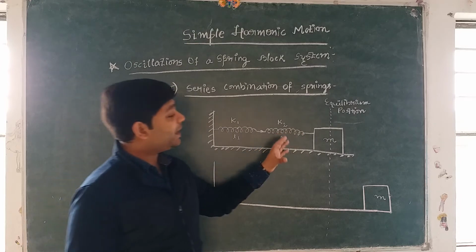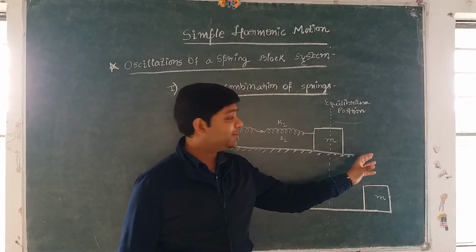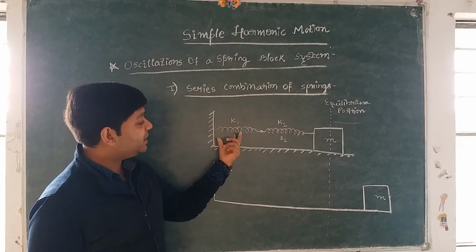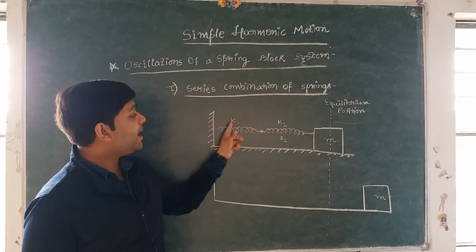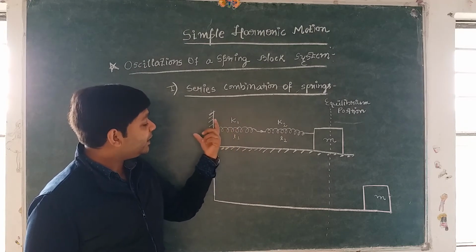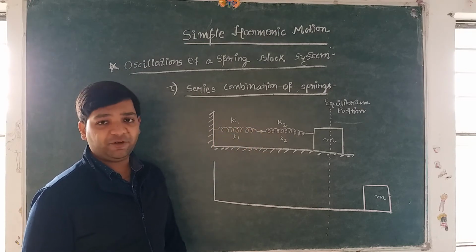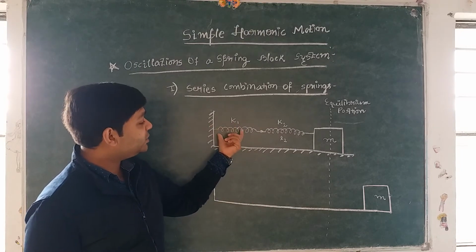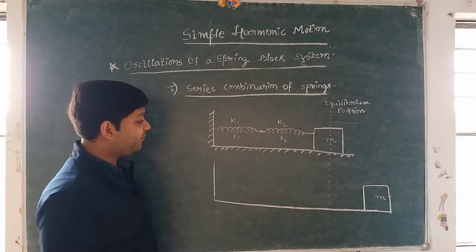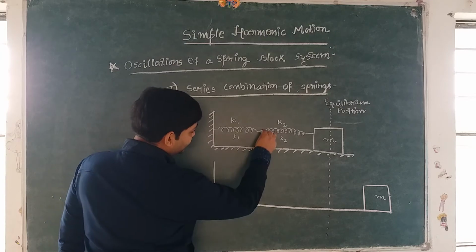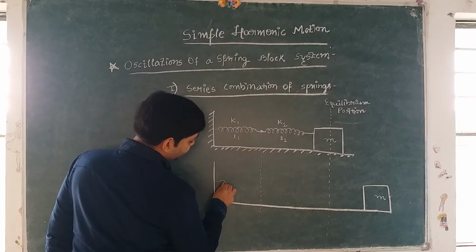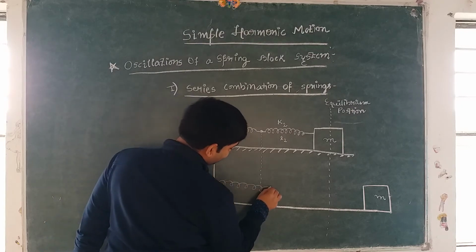Now what will happen when I displace this block by a small displacement x? Both these springs will get elongated. There will be some extension in this spring and some extension in this spring. And because the spring constants of both the springs are different, the elongations in the springs will be different, right? So let us say the elongation in spring 1 is x1 and the elongation in spring 2 is x2. Fine. So let's say this is when spring 1 was in its natural length and now it has got some extension in its length, right?